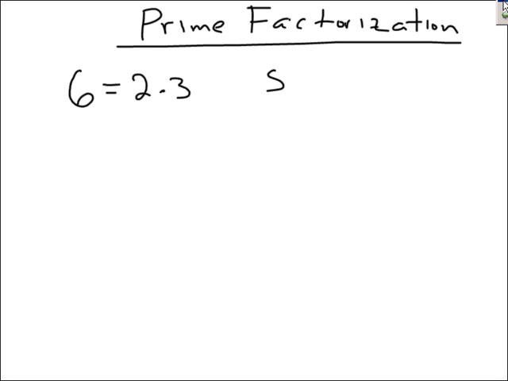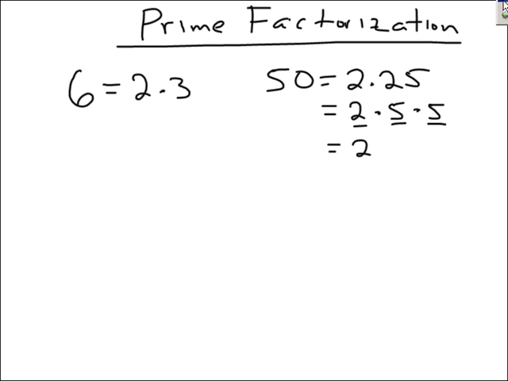50, for example, I know 50 is 2 times 25. Well, 2 is prime, but 25 is not. 25 I can write as 5 times 5, and all of those numbers are prime. We can also say that 5 times 5 is 5 squared. But please don't forget the 2.